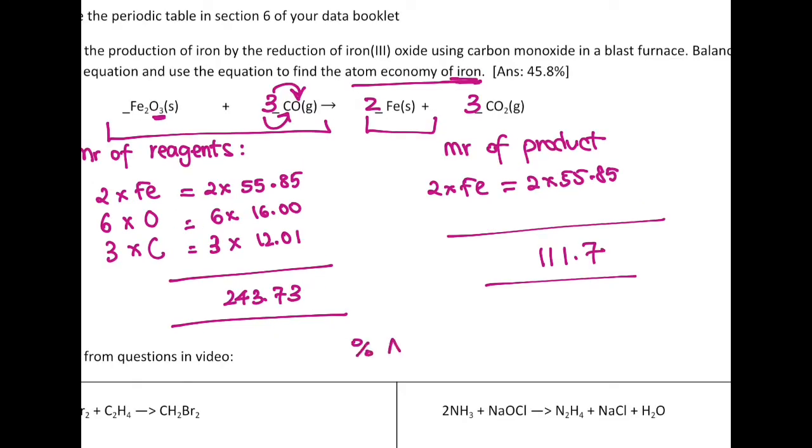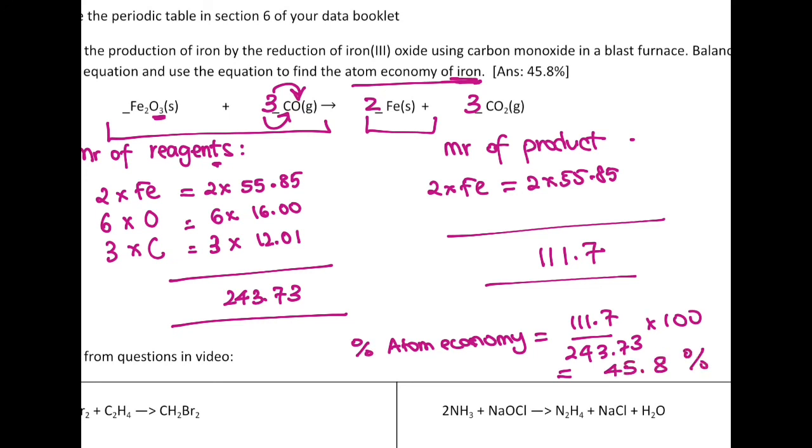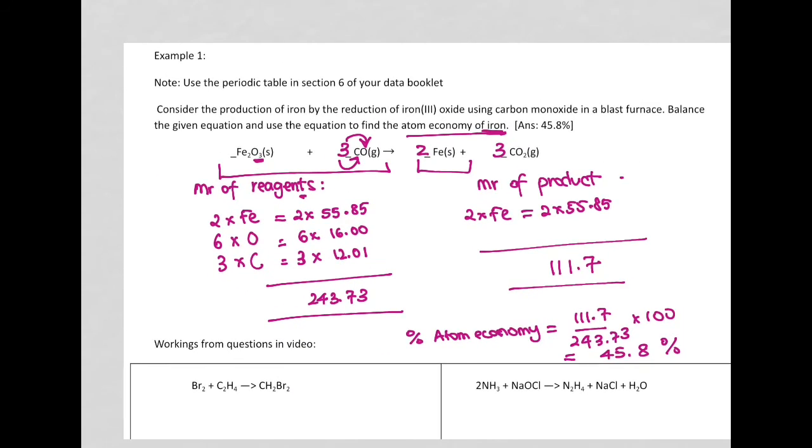Therefore, the percentage atom economy is going to be the MR of the product divided by the MR of the reagents times 100. So as you compute it, you're going to get 45.8%. I'm giving my answer to 1 decimal place. Now, a percentage atom economy of 100% means that there is no waste that is being produced and that all the products are useful products.